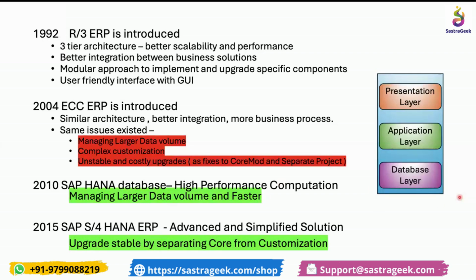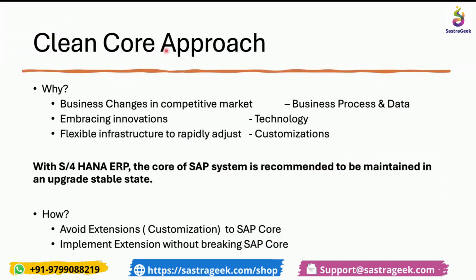So that is what gets us to the clean core approach. So why do we need a clean core? There are business changes in a very competitive market. So there is business process and data that keeps on changing. The data keeps on increasing. The business process complexities increase. So we need to embrace the innovations. There is a lot of technology that's coming out, and SAP didn't want to stay behind in their own small ecospace. They wanted to come out of it.